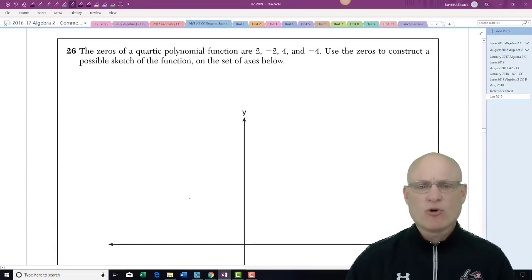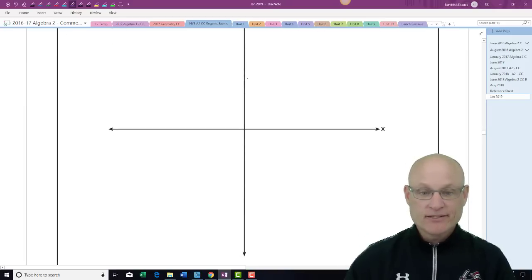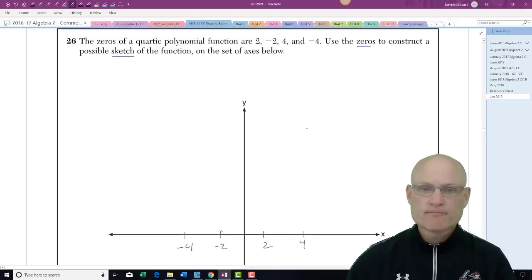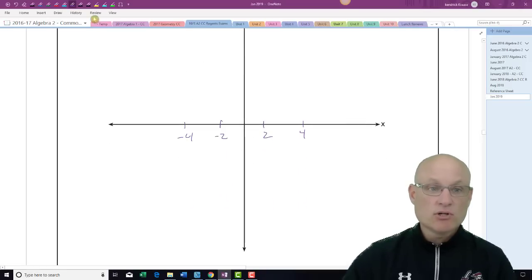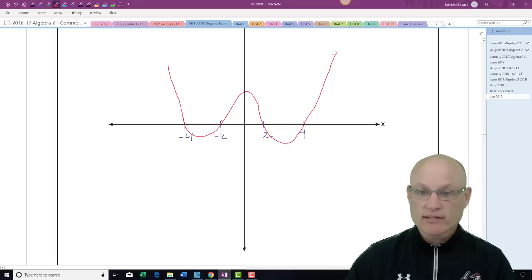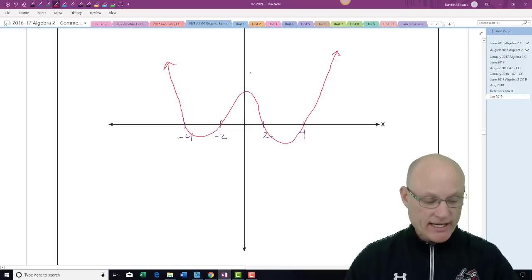The zeros of the function are 2, -2, 4, and -4. Use the zeros to construct a possible sketch of the function on the axes below. All right, this one's pretty straightforward. -2, -4, 2, and 4. Okay, I can do this. Zeros mean where it hits the x-axis. And since they are symmetric, we might as well draw it like this. Now, if you don't like that, you could have drawn this.